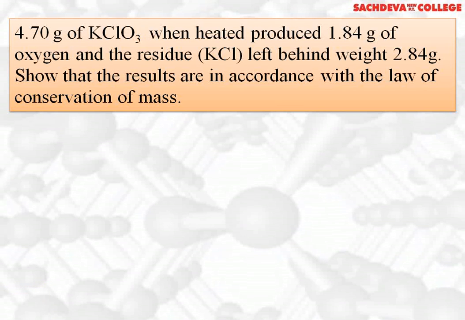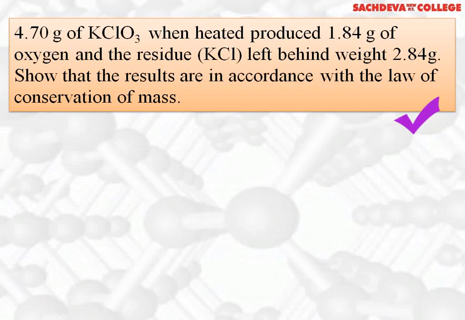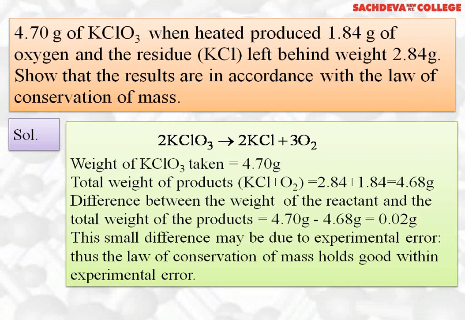Let's take up a numerical based on the law of conservation of mass. 4.7 gram of KClO3, that is potassium chlorate, when heated produced 1.84 gram of oxygen, and the residue KCl left behind weighed 2.84 gram. Show that the results are in accordance with the law of conservation of mass. First, we write the balanced equation: 2 KClO3 gives you 2 KCl plus 3 O2.